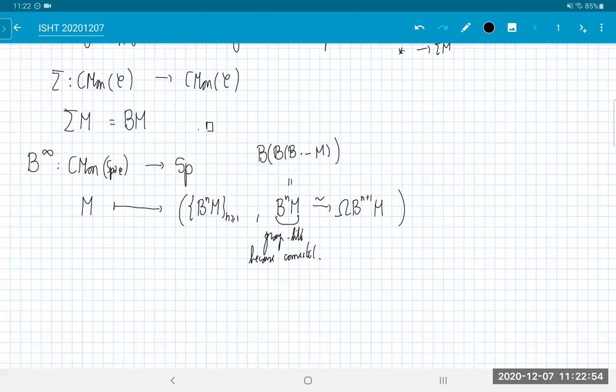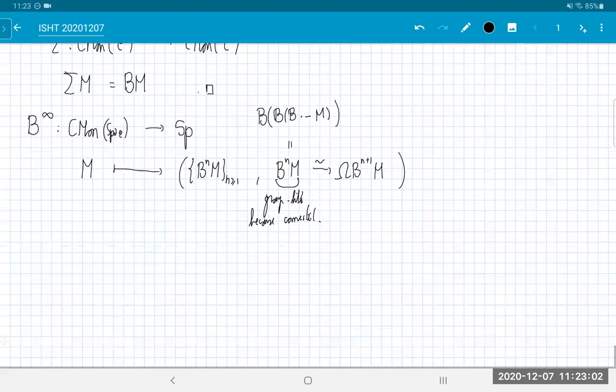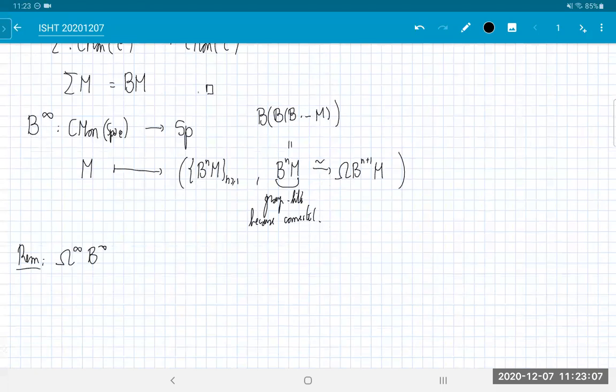But you remember, we can define spectra starting from whichever point we want. In fact, let me put as a remark, omega infinity B infinity of M is omega B M, which is exactly the group completion of M. So I have a functor from commutative monoids into spectra, and now let's get its little brother, its right adjoint, that goes from spectra to commutative monoids.